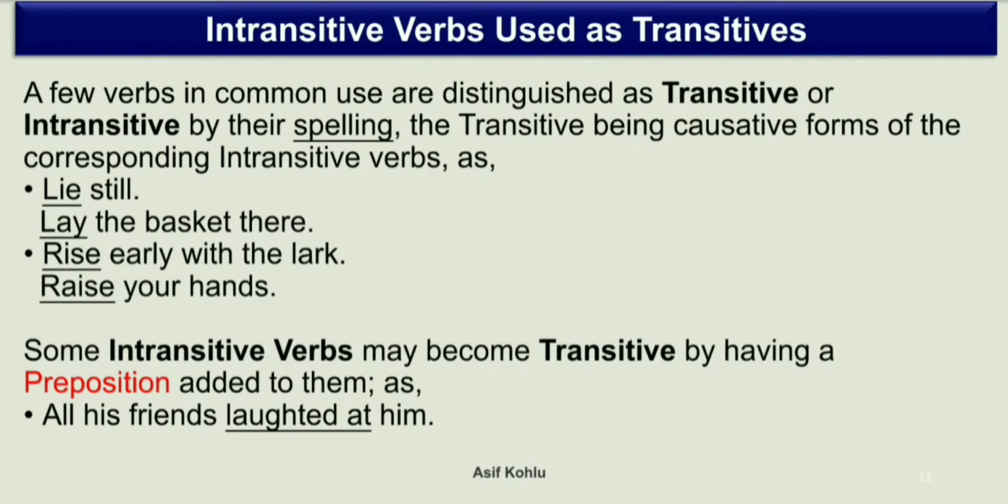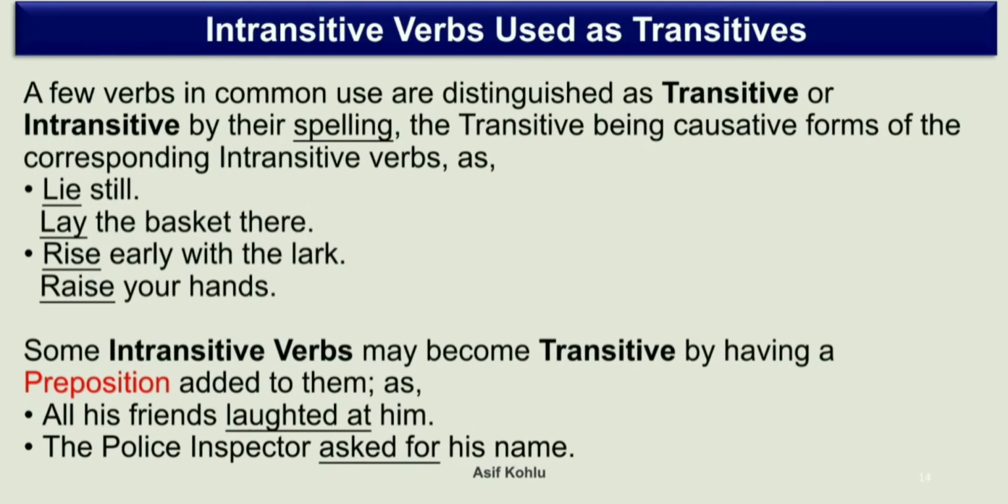If we say all his friends laughed, and we don't put a preposition after laughed, then laughed individually becomes an intransitive verb, and there is no need to put any object after that. But now here we have added the preposition at. By the addition of the preposition, it became a transitive verb. Laughed at whom? Laughed at him.